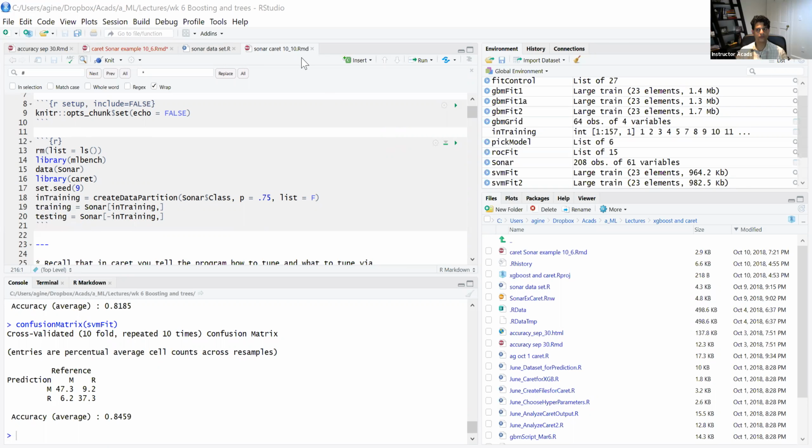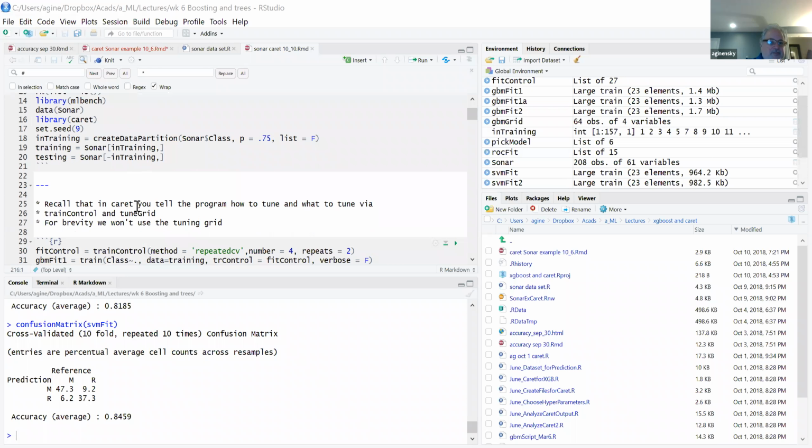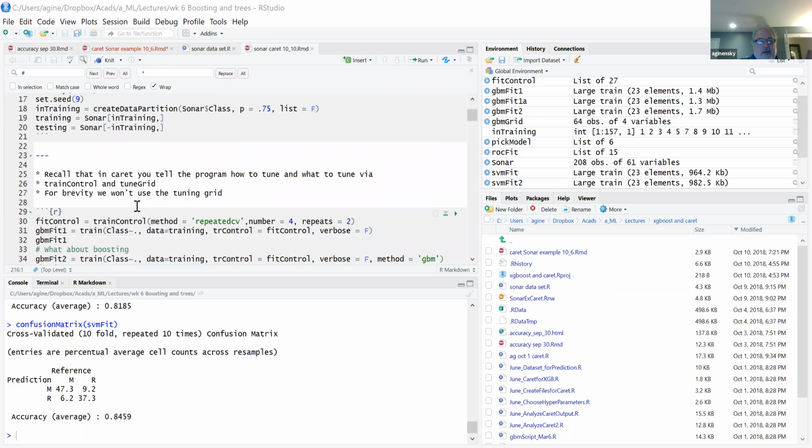Okay. All this is doing is loading the sonar data set. I create a random seed, and one nice thing it does is create a data partition, so I'm guaranteed that the different classes, since this is a classification problem, have the same proportion in my training set and my testing set. So what does caret do? It works by doing two things.